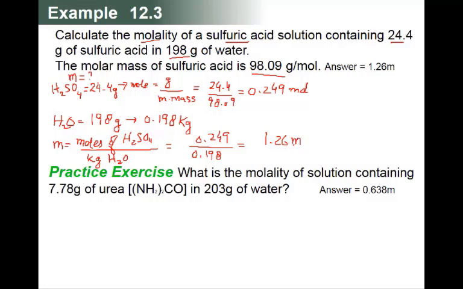So the next question here, he is giving you urea. The formula of urea is here, and 7.78 gram in 203 gram of water. So we calculate the urea.